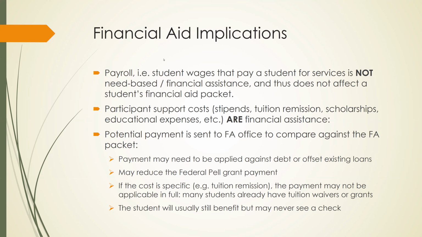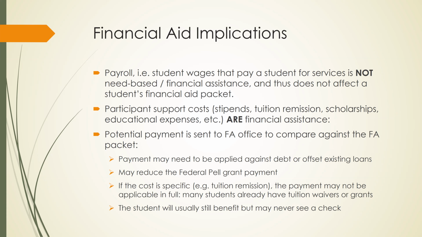So what that means, student wages, the payroll that a student is paid for services, is not need-based financial assistance and thus does not affect a student's financial aid package. Participant support costs, on the other hand, so stipends or tuition remission, scholarships, educational expenses, etc., are considered financial assistance.